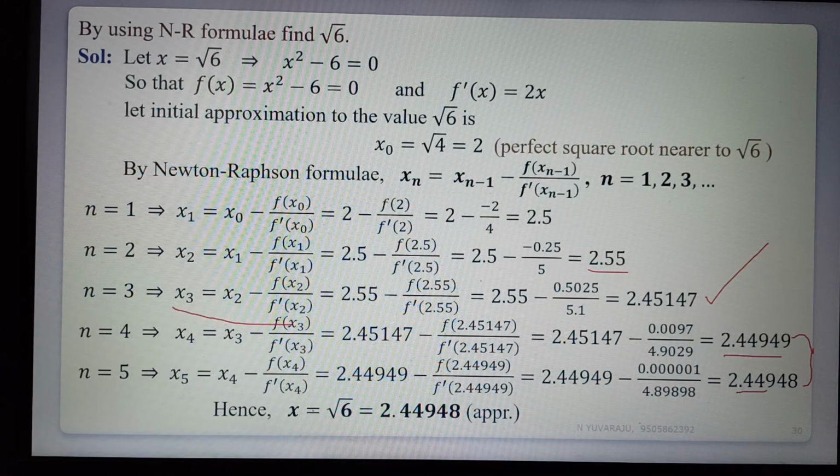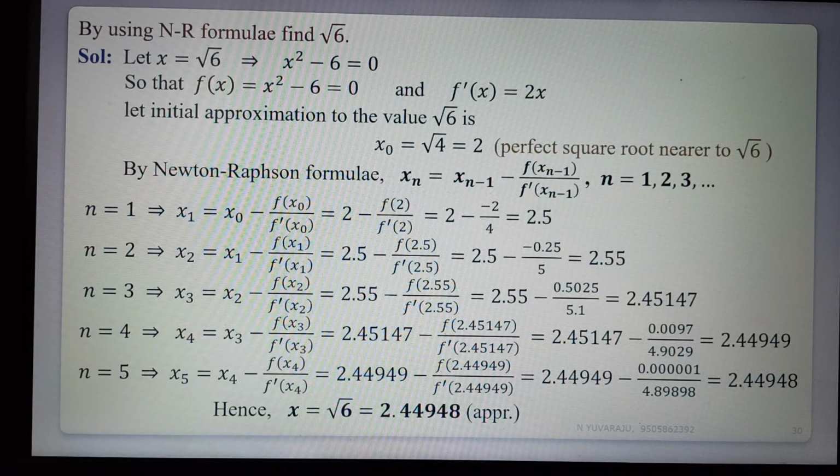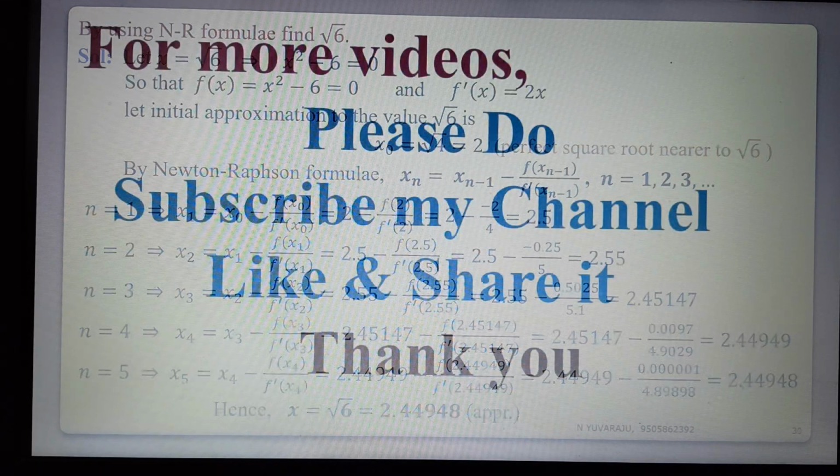So the required value is x is equal to root 6 is equal to 2.44948. This is the required square root of 6, an approximation value, by using the Newton-Raphson method. Okay, understood?